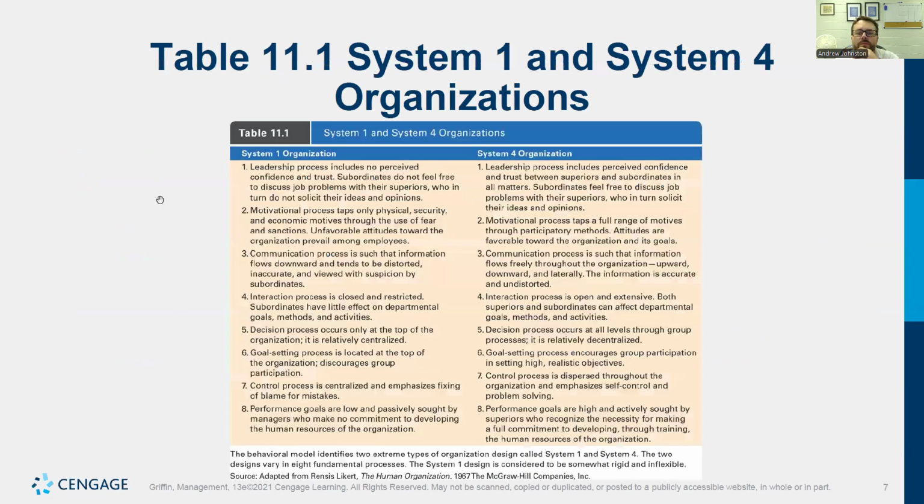So here you have just a summary of the way that those 8 interpersonal processes are performed in a System 1 organization versus a System 4 organization. I won't go into all these in detail, but they're in the slides, which I will post for you to read.